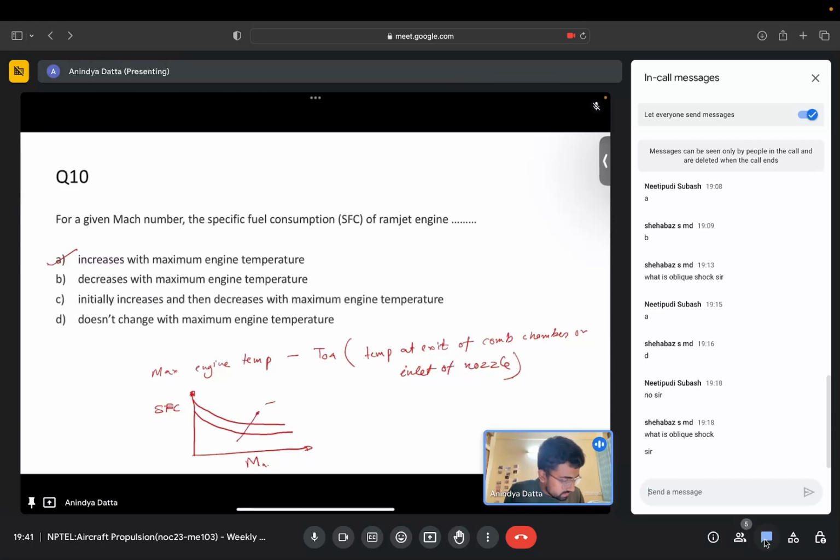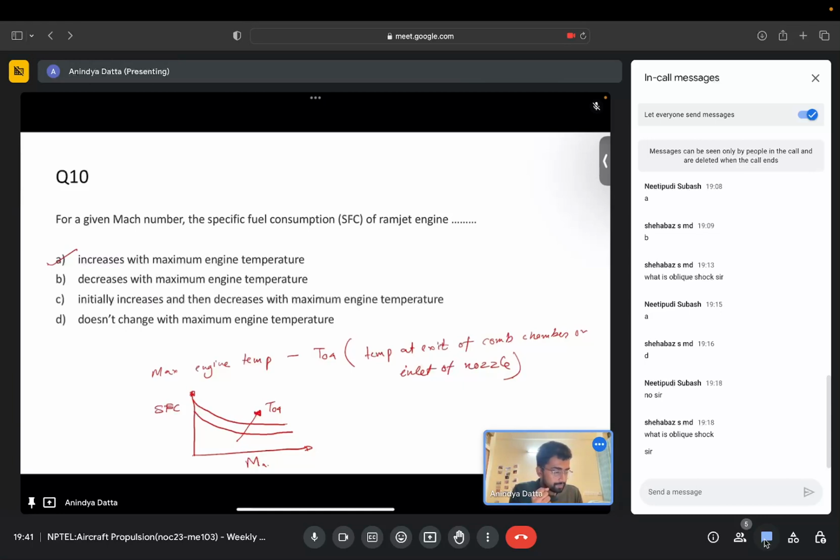Now if you go on increasing T04, it follows this trend. So with Mach number it sort of decreases and stabilizes, but if you keep on increasing the maximum engine temperature, which is T04, it follows this trend. So SFC increases with increasing engine temperature. The expression for SFC was derived when this plot was drawn in the lectures. Go back and check that again if you have any doubts.